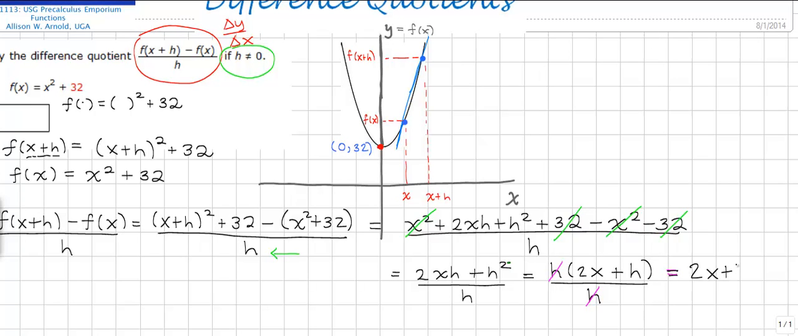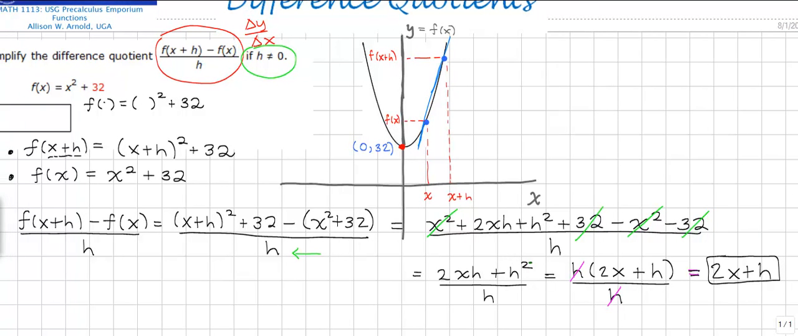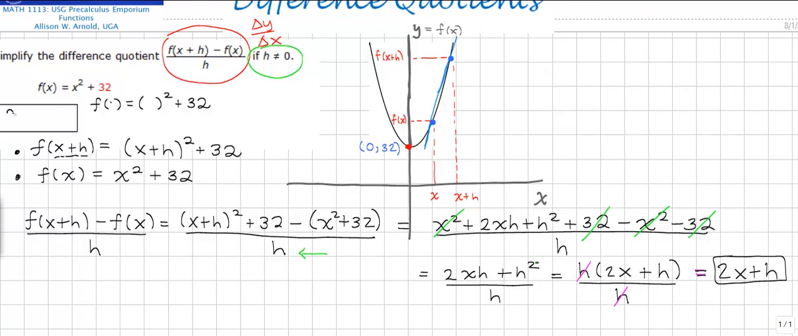2x plus h. At this point, there's nothing left to cancel, and if h were 0, I would have 2x by itself, and that would make sense, so that's okay. So what we do is type in the box our simplified expression, 2x plus h.